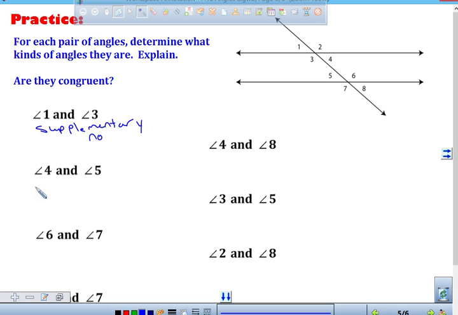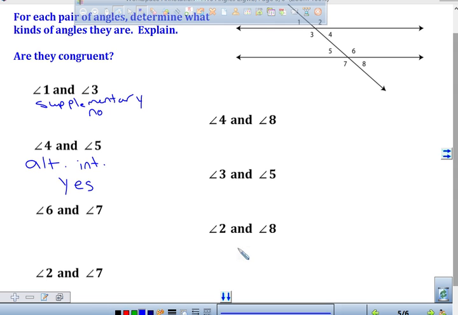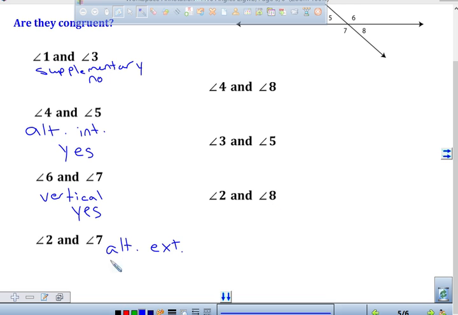4 and 5 are alternate interior. Very good. Are they congruent? Alternate interior angles are congruent. Okay, how about 6 and 7? Very good, Dylan. They are vertical. They're opposite of each other. Vertical angles, are they congruent? Always congruent. 2 and 7. Alternate exterior. Are they congruent? Yes, they are.